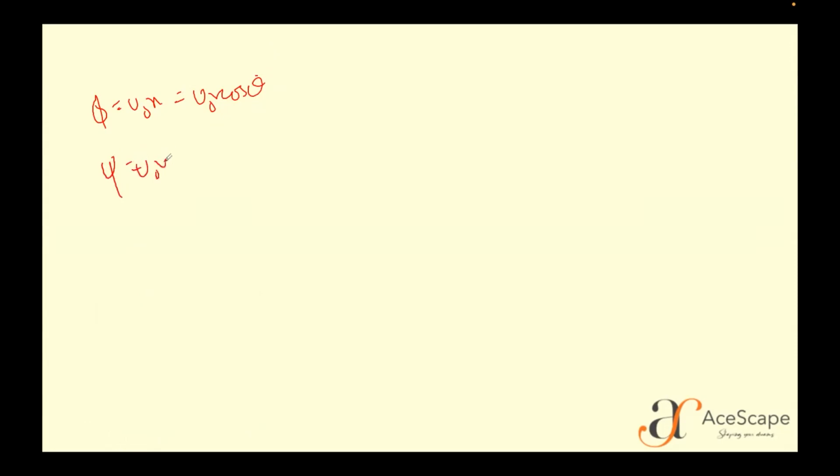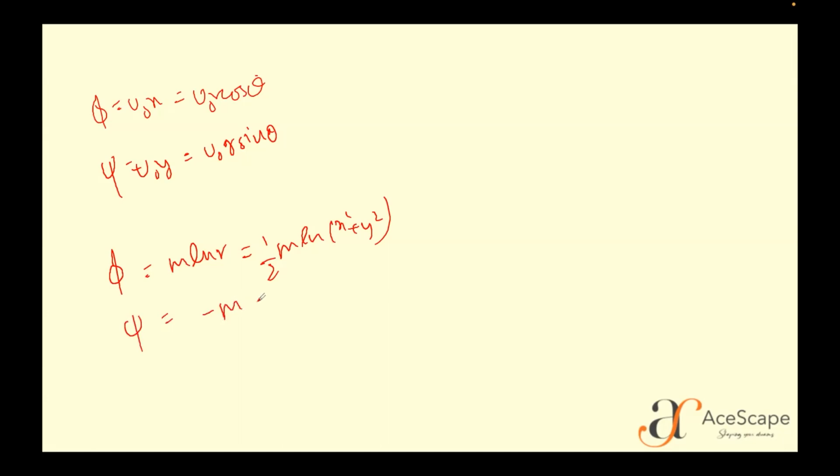Psi is given by U naught y, U naught r sin theta. This is for uniform flow. For source and sink flow, phi is given by m ln r in polar coordinates, or by half of m ln (x square plus y square). And for sink, psi will be given by minus m theta, which is also m tan inverse of y by x.